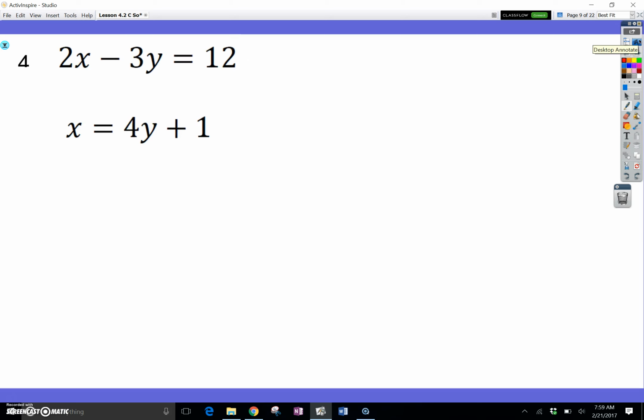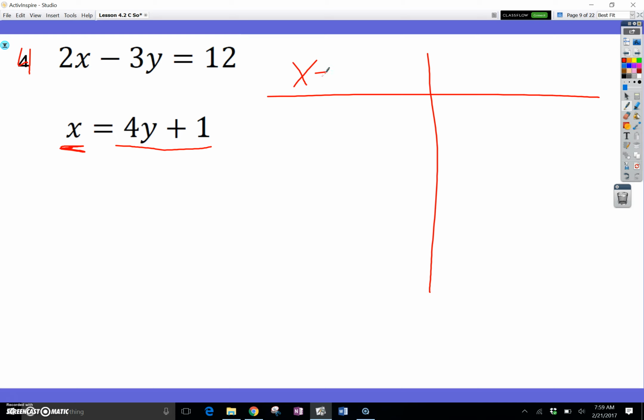So on number 4, what I personally think works out well is I would use substitution here. The reason I personally would use substitution is because we already have an x. X equals 4y plus 1. So if I were to set this up, it's already more efficient to set up x equals 4y plus 1. So if I write x equals 4y plus 1, then over here I have 2x minus 3y equals 12.